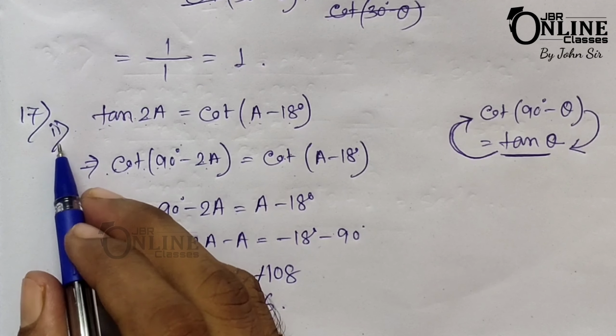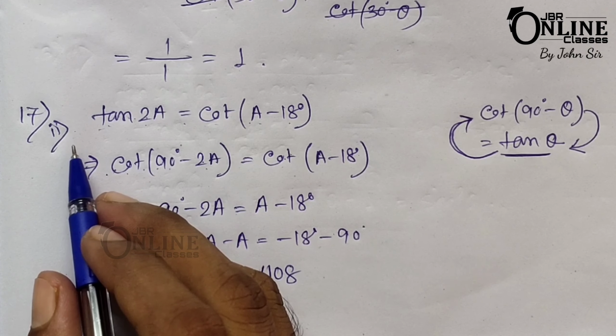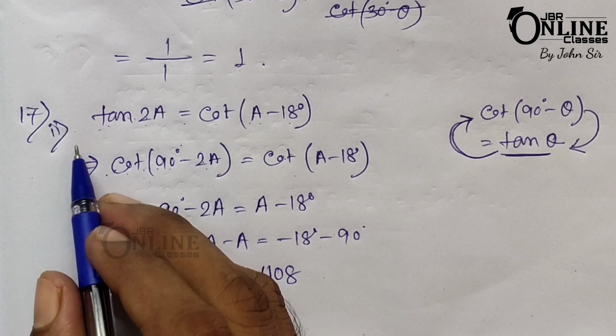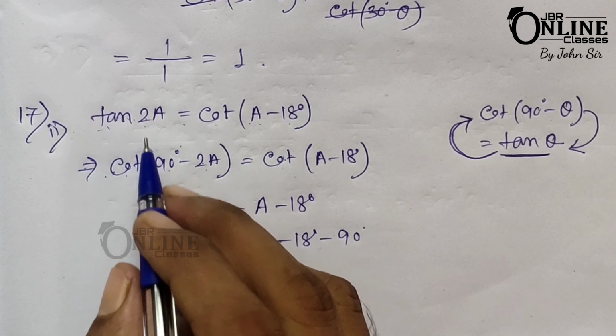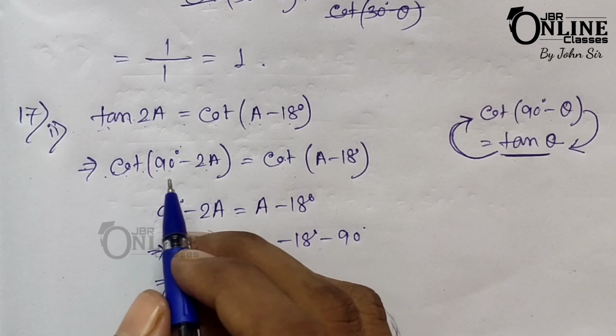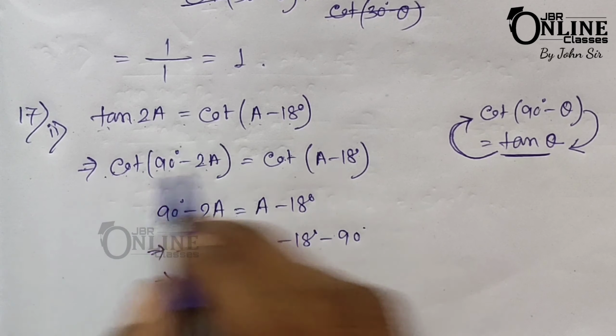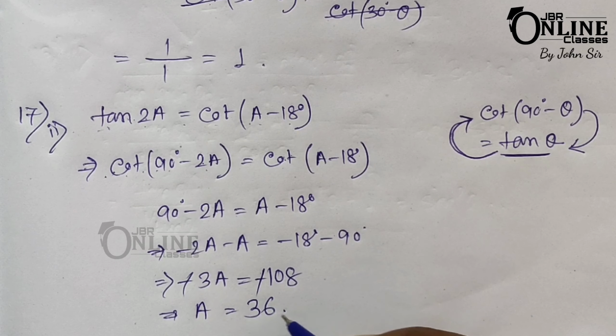Now 17(3), here sec 2a equals cosec a minus 27. So you can apply the same formula. Instead of sec 2a, you can write cosec 90 minus 2a. Then compare both sides and find the value of a.